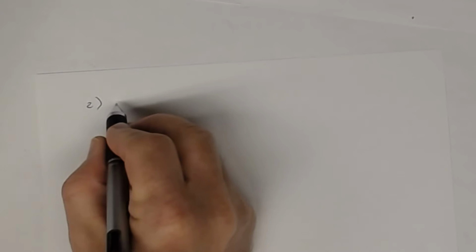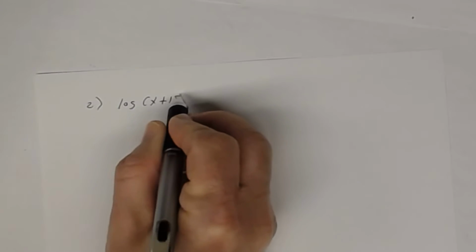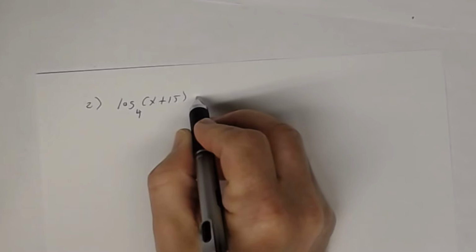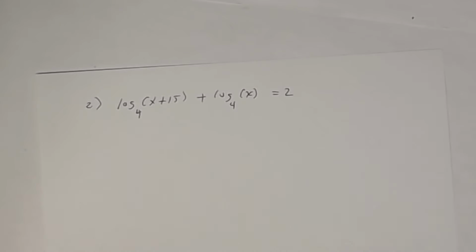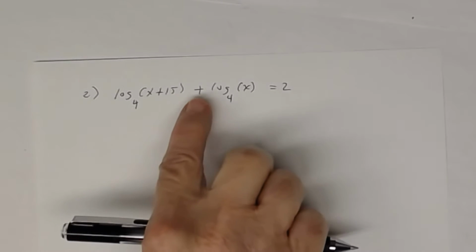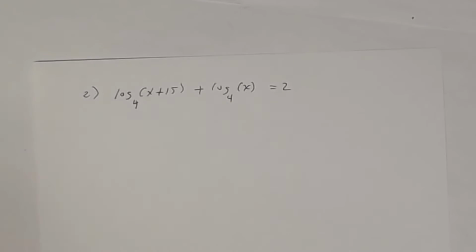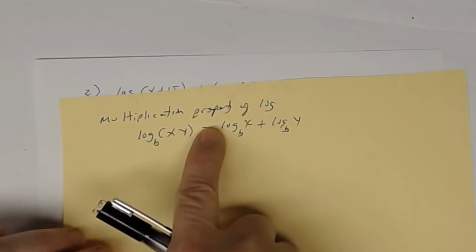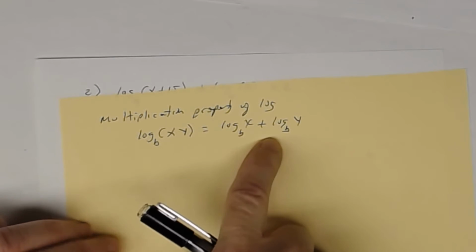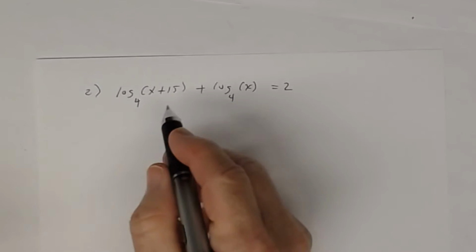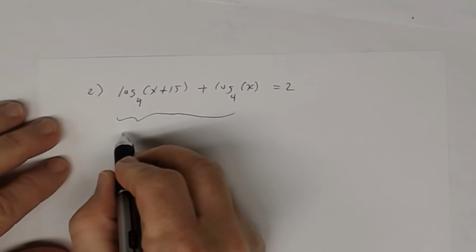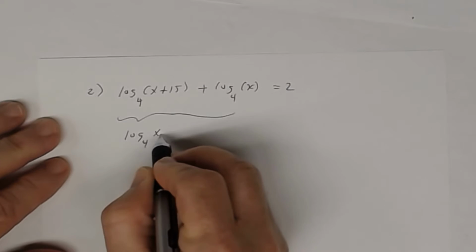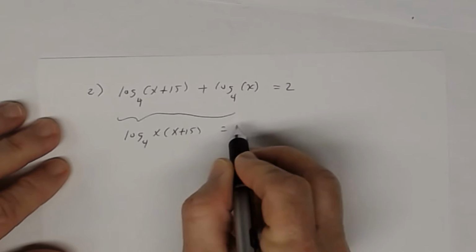We have the log of x plus 15 base 4 plus the log of x base 4 equals 2. Okay? All right. And so notice again, this is an addition problem, right? So since this is an addition problem, I can go ahead and use a multiplication property. So when you have the sum of two logs with the same base, then I can rewrite this as one logarithm. And so it'll be the log base 4 of x times x plus 15 equals 2.